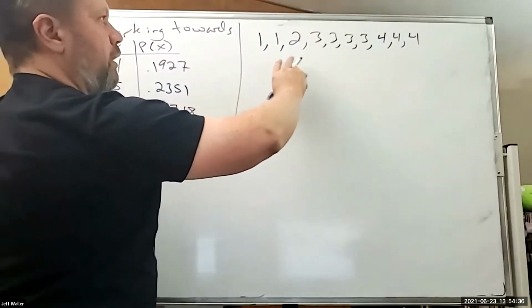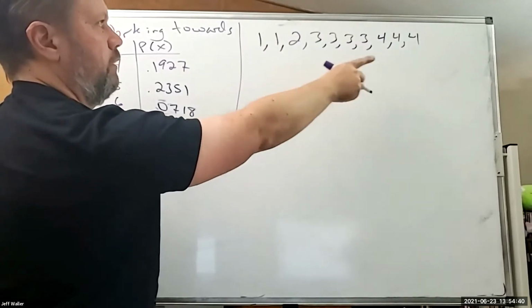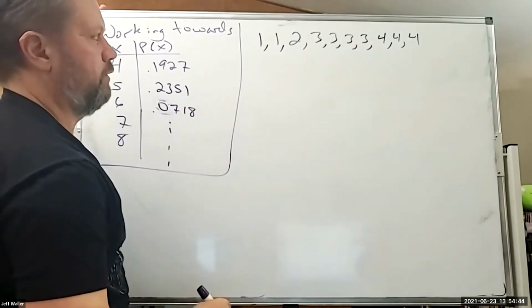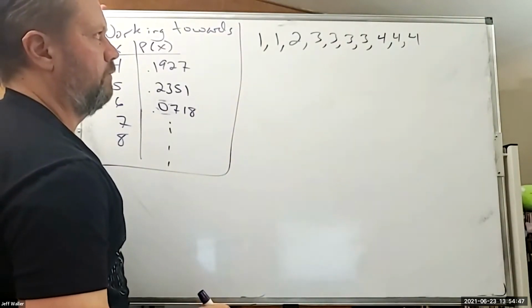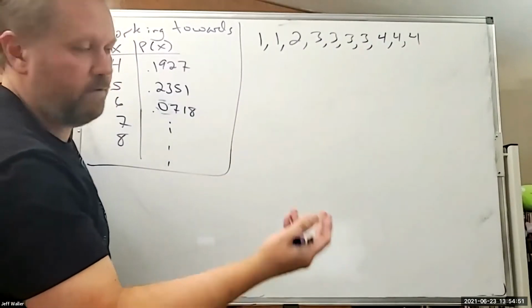All right, how would you guys just calculate the average here? Somebody just tell me, how would you get the average of this data? What would you do? Add and divide. Yeah, add them all up and divide by 10, right? Because there's 10 data points. So let me start to do that.